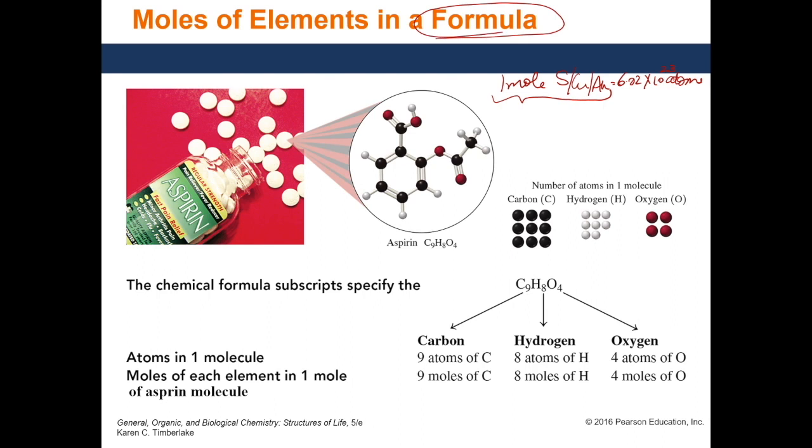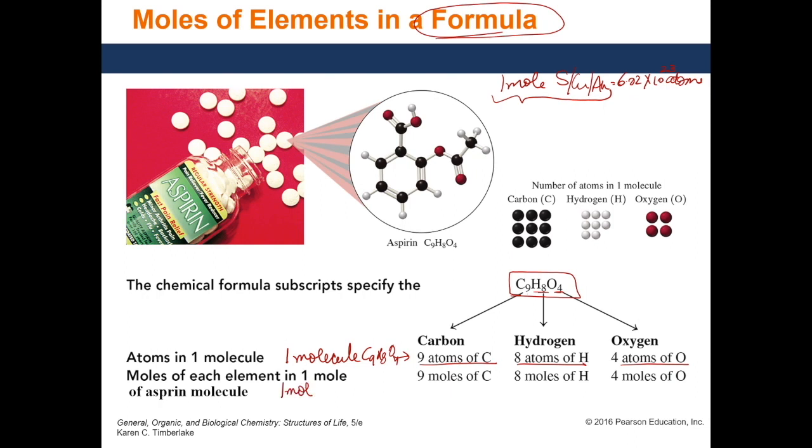When we say a compound has the chemical formula C9H8O4, that means 1 molecule of C9H8O4 consists of 9 atoms of carbon, 8 atoms of hydrogen, and 4 atoms of oxygen, right? 1 molecule, sorry, not atom, because this is a molecule now. 1 molecule of C9H8O4 consists of these many atoms of carbon, hydrogen, and oxygen.